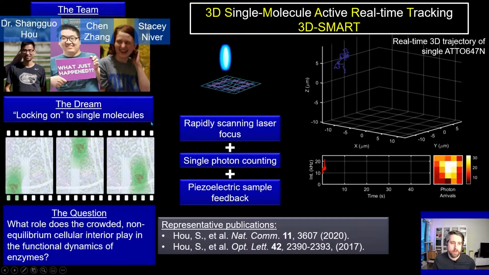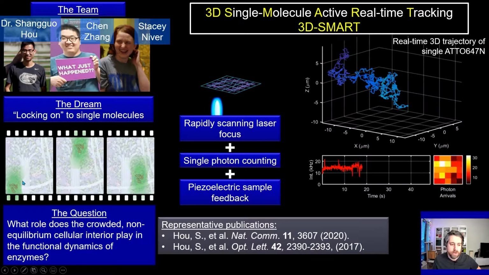Okay, so the first part of our team is Shangguo, Chen, and Stacy, who work on our single molecule tracking. And the idea here is to develop a microscope which is able to lock on to a single molecule and follow it wherever it may go without the need to tether it. So if we have a protein that's diffusing through the cellular interior, we want to have our laser spot, which is exciting the molecule, follow it wherever it may go so we can measure its dynamics in full context. And the kind of overarching question we're going after is, what role does the crowded non-equilibrium cellular interior play in the functional dynamics of these enzymes?